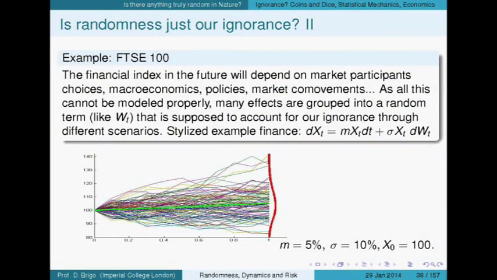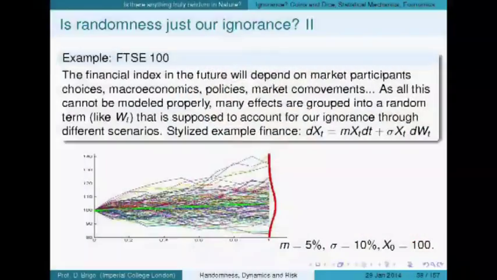The other example is what we have seen in the example of the financial stock. You see, for example, take the FTSE 100. The FTSE 100 evolution in time is determined by a lot of factors: macroeconomic effects, government policies, market participant behavior, single behavior, and so on. If you were able to model all such effects properly, you would then write a huge system of equations trying to describe precisely the evolution of this index.